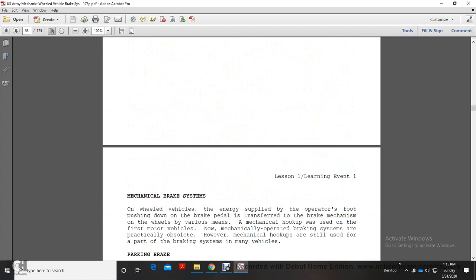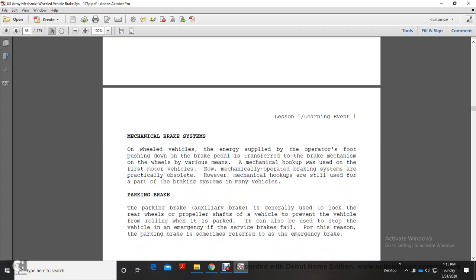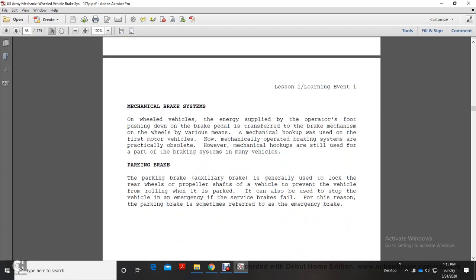Mechanical braking system. On wheeled vehicles, the energy supply is the operator's foot pushing down on the brake pedal, and the transfer to the brake mechanism at the wheel is by various means. A mechanical hookup was used. First, motor vehicles with mechanically operated braking systems are practically obsolete, but the mechanical hookup is still used for part of the braking system in many vehicles.